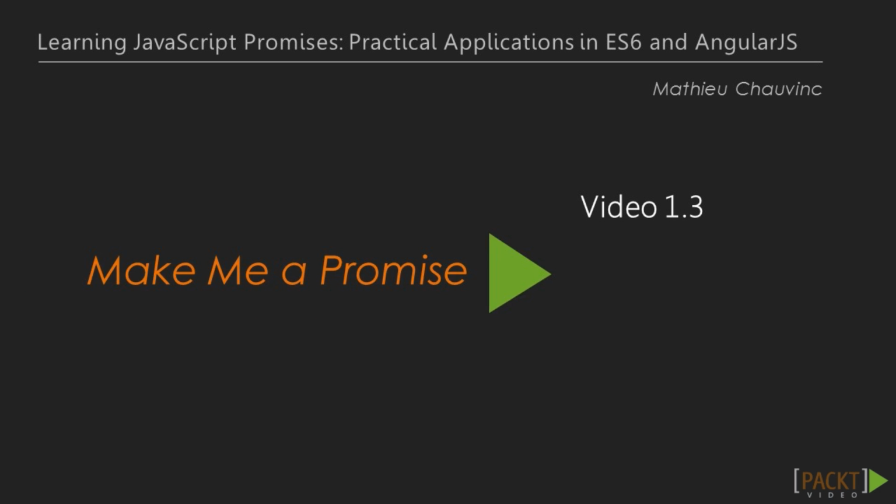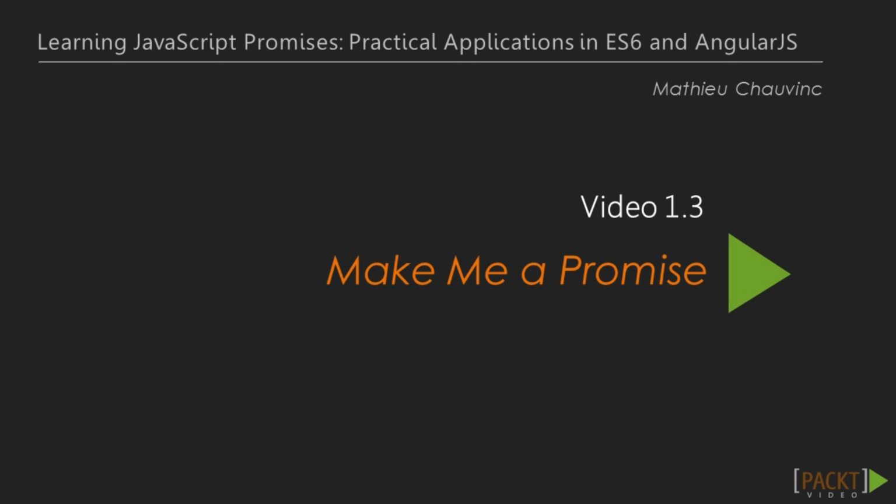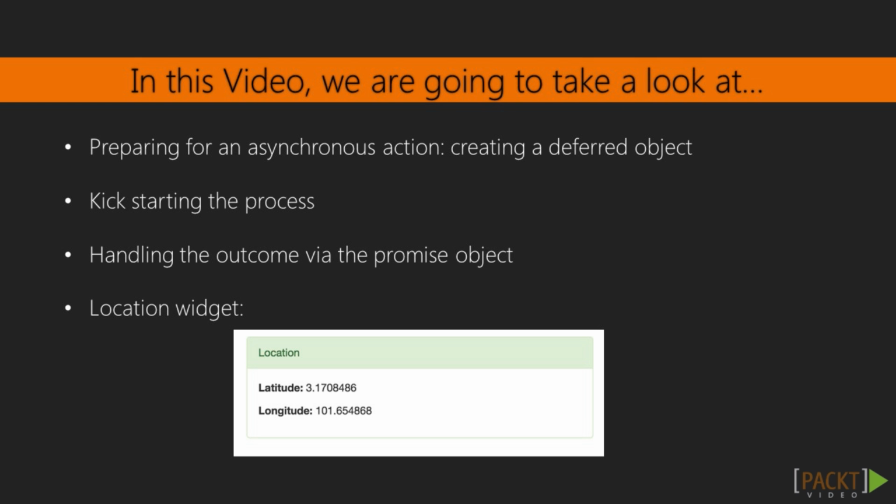In the previous video, we used the $http service to complete an asynchronous API call, and that service returned a promise directly. There are still many processes, though, that have not yet adapted to promises, and so in this video, we will learn how you can create your own promise objects to handle an asynchronous flow.